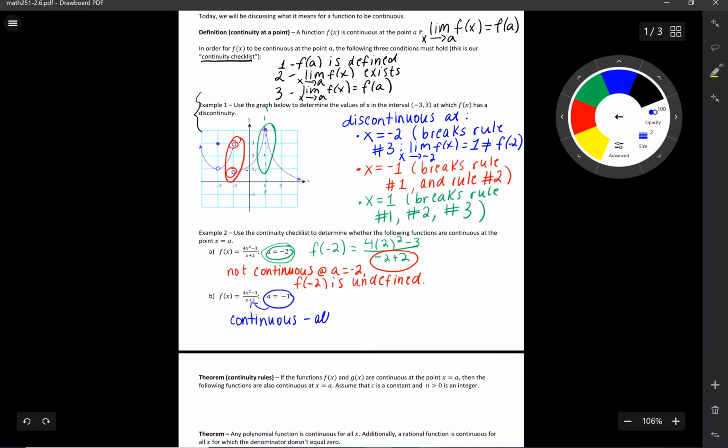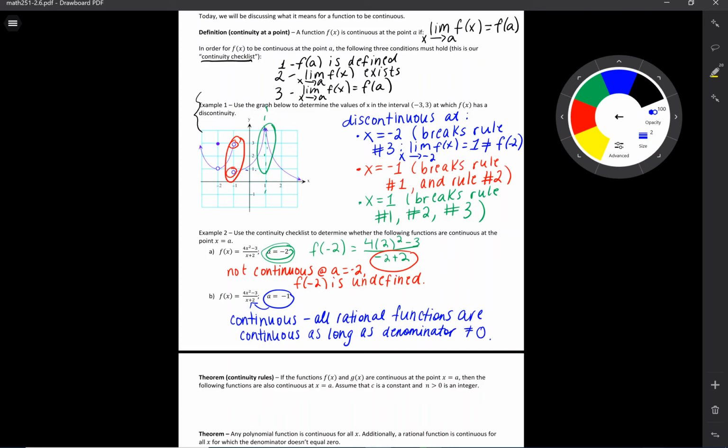since all rational functions are continuous as long as our denominator does not equal 0. This is the same case with polynomials. Polynomials actually are always continuous, so we don't have to worry about polynomials being continuous or not.